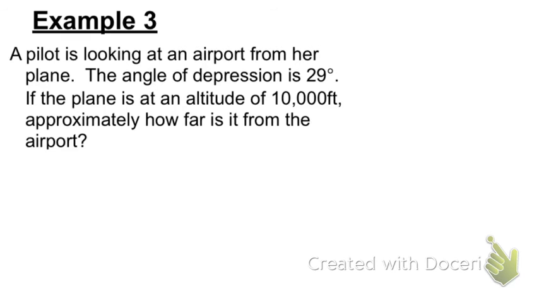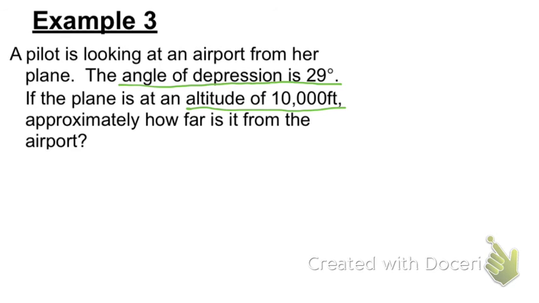Underlying key information. What's some key information here? Seth, what's one thing? Angle of depression is 29 degrees. We probably need to know that. We just learned about an angle of depression. What else might be important here? Gregory. The altitude's 10K, 10,000 feet, slightly less than 2 miles.